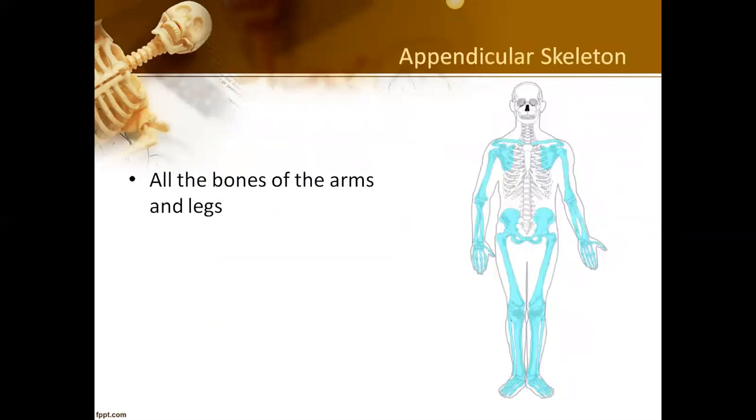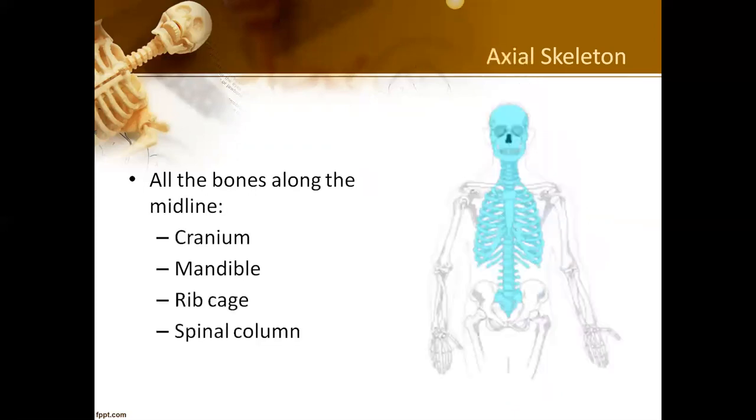Okay, now let's take a look at the skeleton and how we name the parts of the skeleton, and then we'll talk about the bones too. So when you hear the term appendicular skeleton, you know you're talking about all the bones of the arms and the legs, and that includes the pelvis, the hip bones, and the clavicle, which is what the shoulder is comprised of. Then the term axial skeleton is all the bones along the midline.